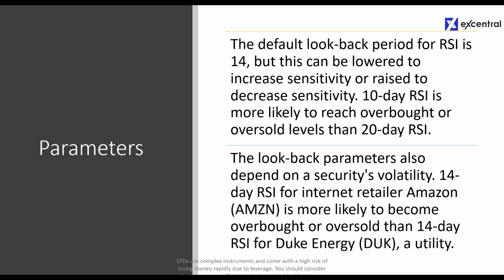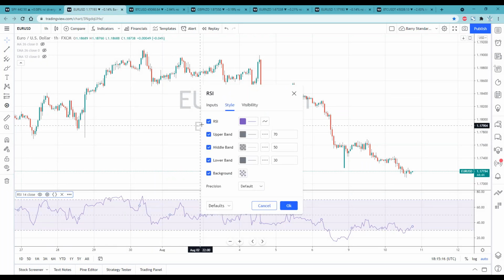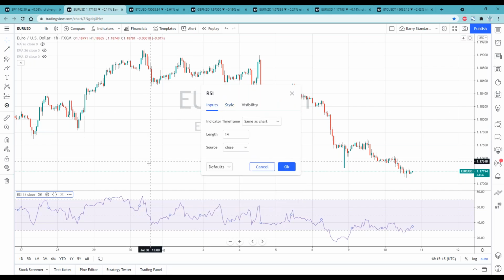So how would we do that? Okay, so it's pretty easy. We're looking down below here, and whatever charting service you're using, or you're using the charts on X Central or with your MT4, they're going to give you a settings button. When we click on settings, we can first set this up. We're using 14 length. That's the standard default, and we're using a close.